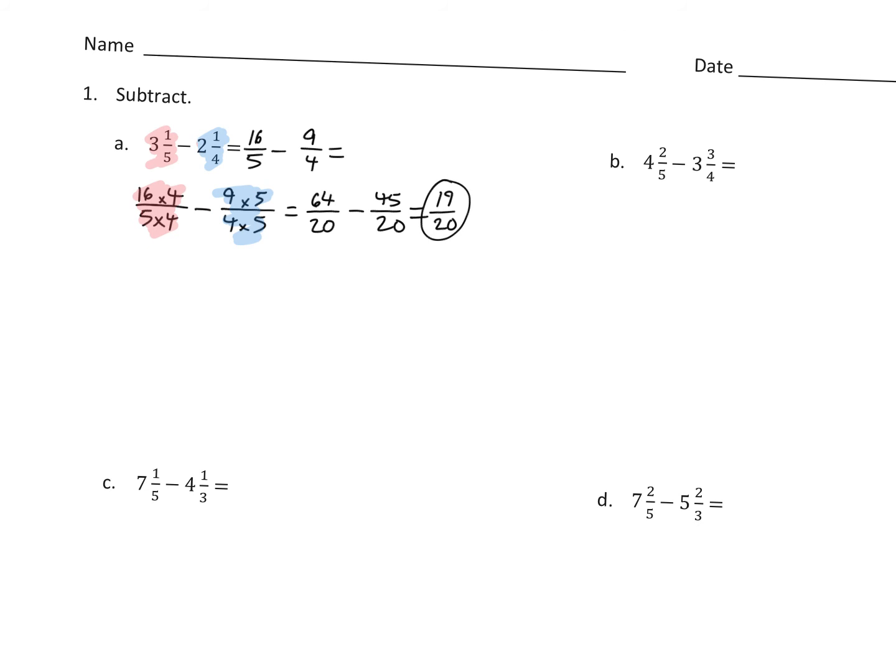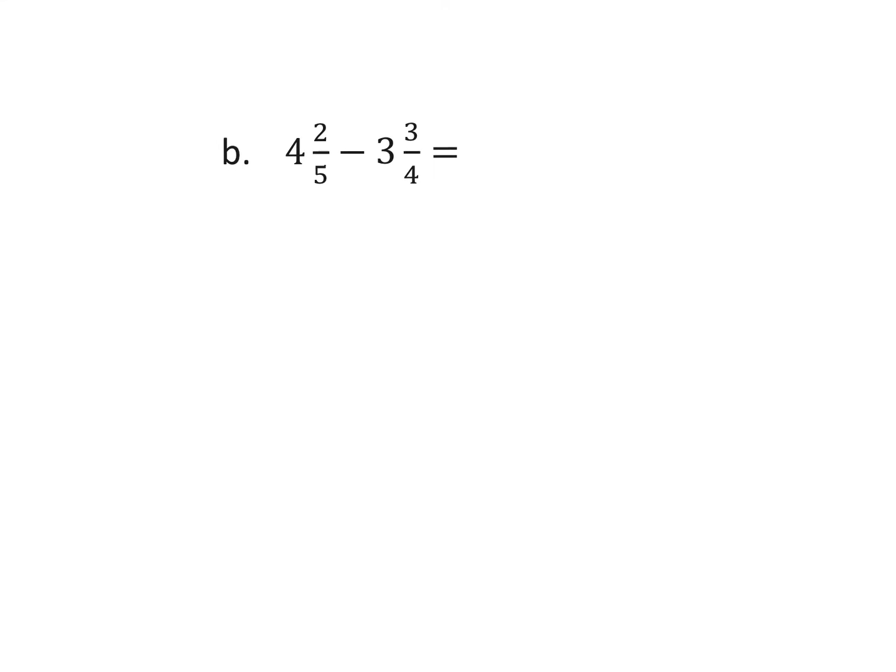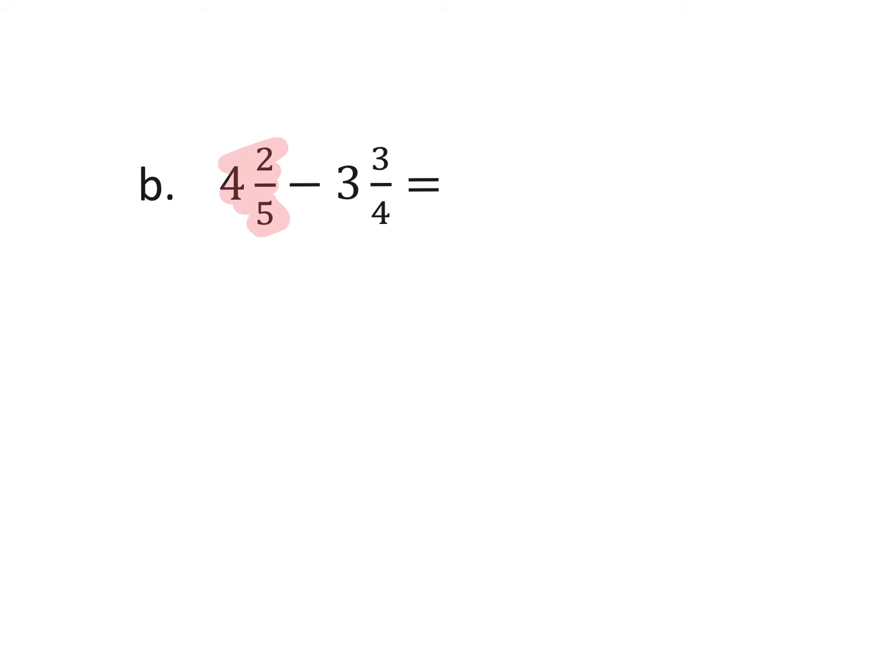So let's go ahead and try another one before I release you to do some of them by yourself. We've got 4 2/5 minus 3 3/4. So the first thing that we're going to do is look at this 4 2/5 and bring it over and rewrite it as an improper fraction right here. So 4 times 5 gives me 20 plus 2 gives me 22/5. All right, I got 22/5.